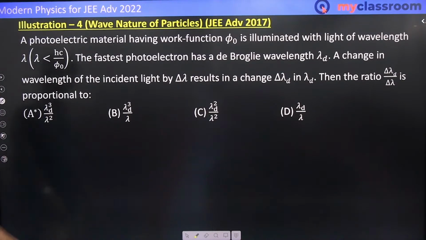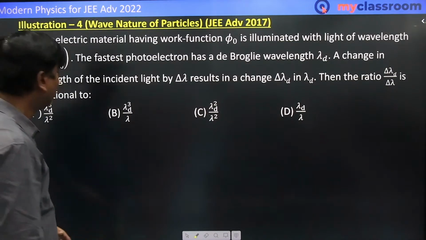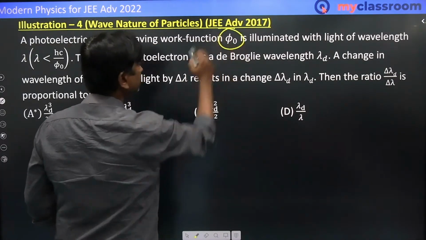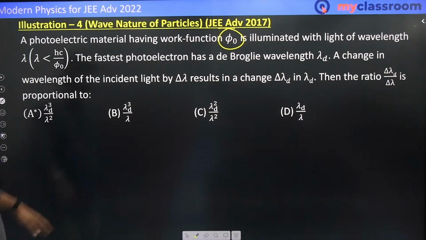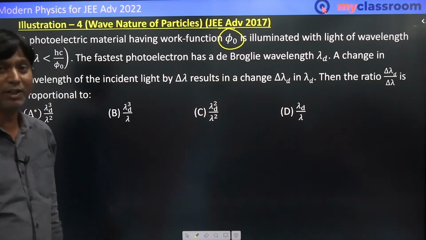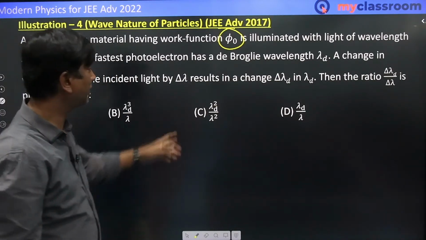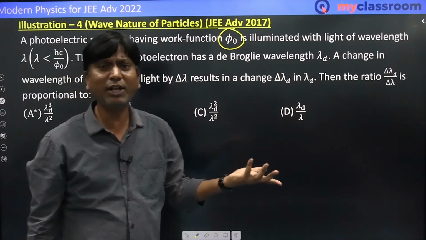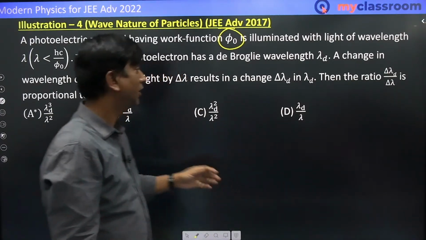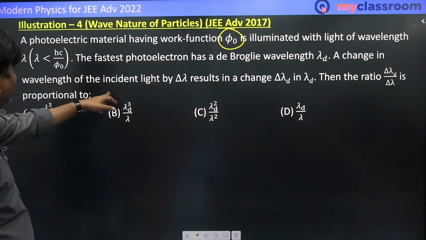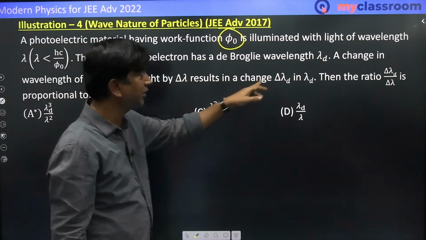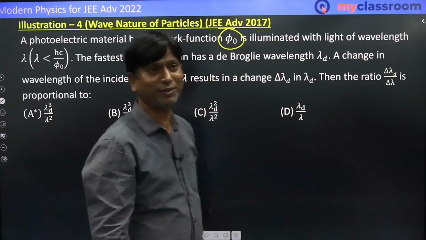Take this question. A photoelectric material having a work function of phi naught is illuminated with a light of wavelength lambda, and lambda is less than hc by phi naught. The work function is given and it is illuminated with a light of wavelength so and so. The fastest photoelectron has a de Broglie wavelength. See, they did not give the kinetic energy of the fastest electron, rather they have given the de Broglie wavelength. When the de Broglie wavelength of the electron is given, we know how to find the kinetic energy of the electron. So a change in wavelength of the incident light by delta lambda results in a change of delta lambda d in de Broglie wavelength.